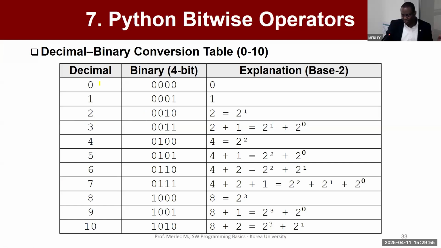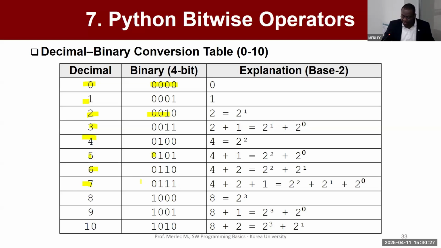So here is the binary representation using 4 digits. 0 in decimal will be represented in binary as 0000. 1 will be 0001. 2 will be 0010. 3 will be 0011. 4 will be 0100. 5 will be 0101. 6 will be 0110. 7 will be 0111.